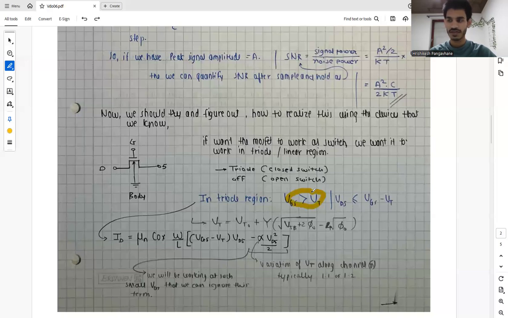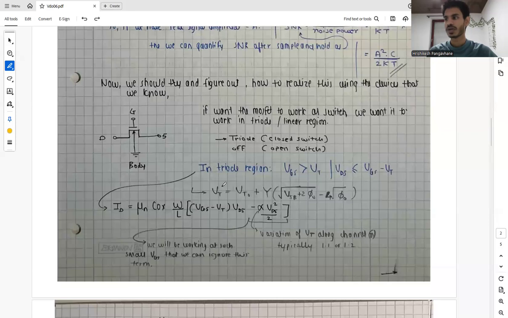In the triode region of the MOSFET, VGS is greater than VT. VT is the threshold voltage for a MOSFET to start or switch on, and VGS is basically the voltage at gate minus the voltage at source, which should be greater than the threshold voltage itself. And the voltage between drain and source, VDS, should be less than VGS minus VT.